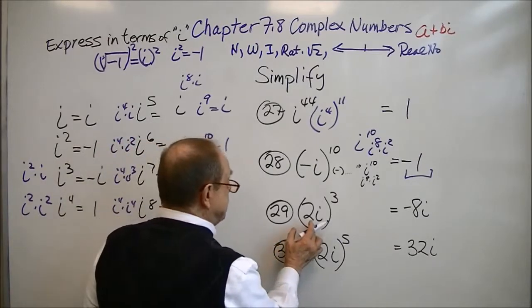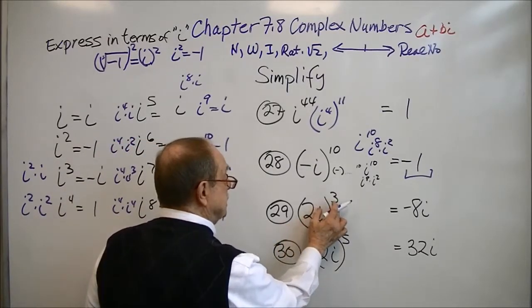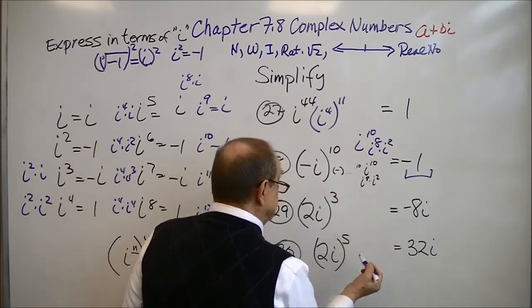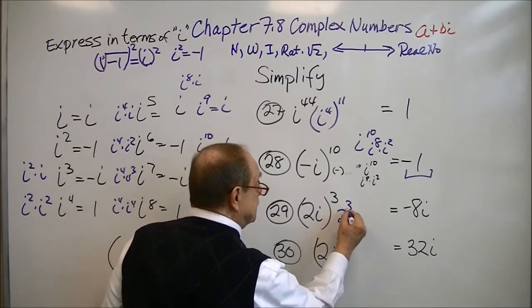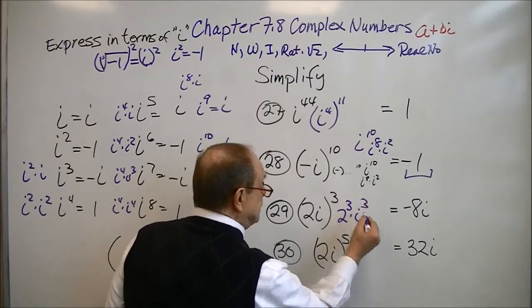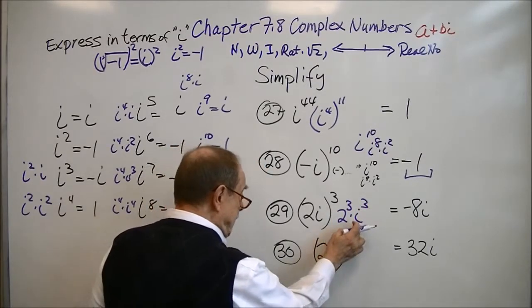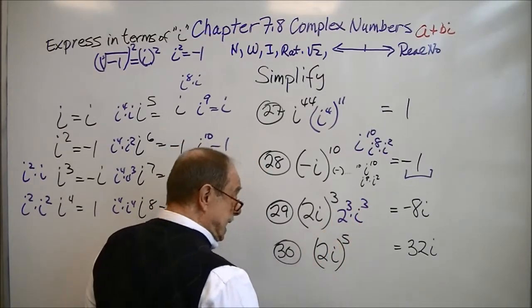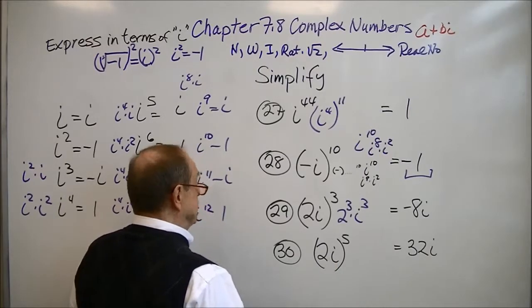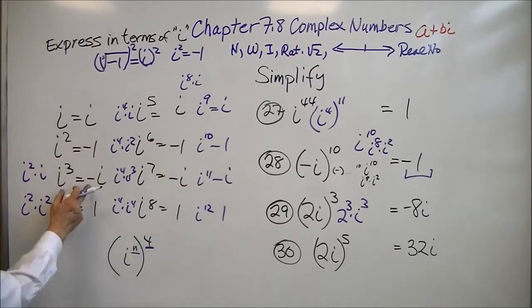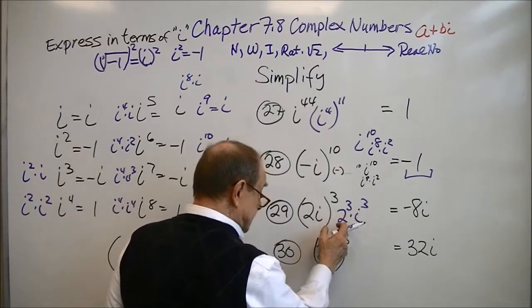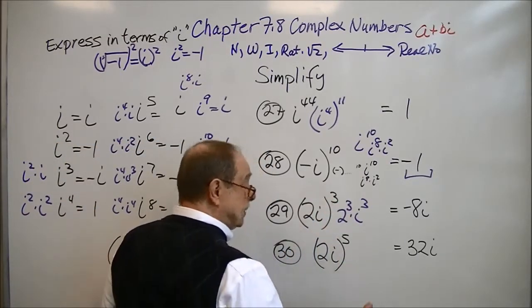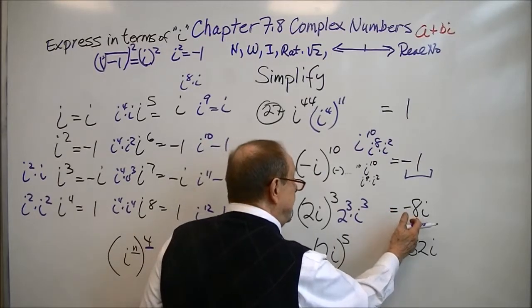Okay, this one is 2 to the 3rd. That's 8. And then let's do it this way. 2 to the 3rd times i to the 3rd. i to the 3rd we said was negative i. Well, 2 to the 3rd is 8. 8 times negative i is negative 8i.